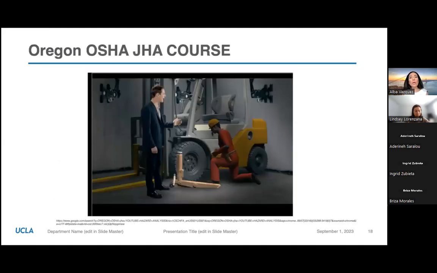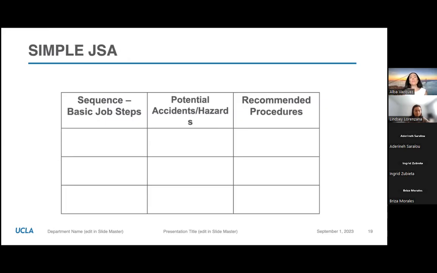There's an Oregon OSHA course where it's very nice, the graphics very visual, and if I have time, I'll play this video in a moment. But here it is, voila. Isn't this beautiful? The middle column is supposed to be hazards, potential accidents or hazards. So you break it down into a basic sequence of steps, okay? And then the potential hazard associated with that.